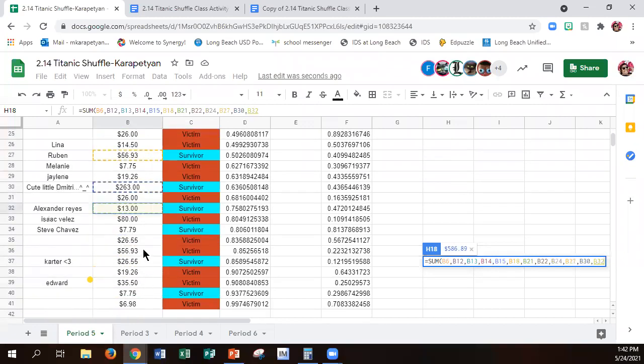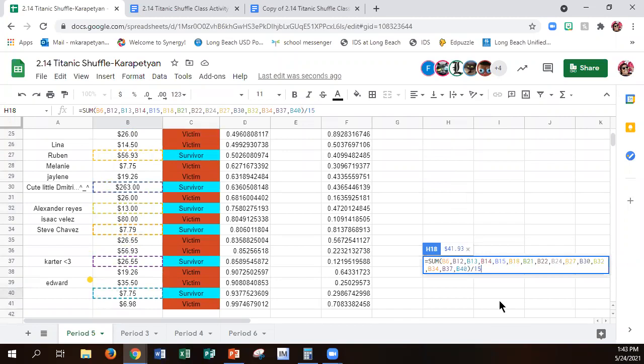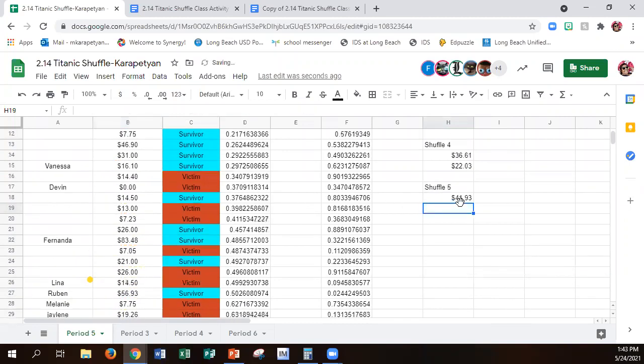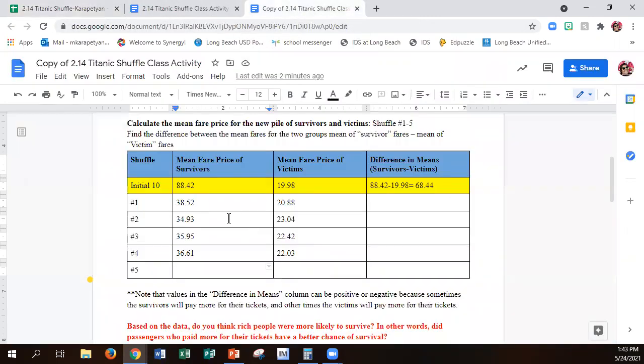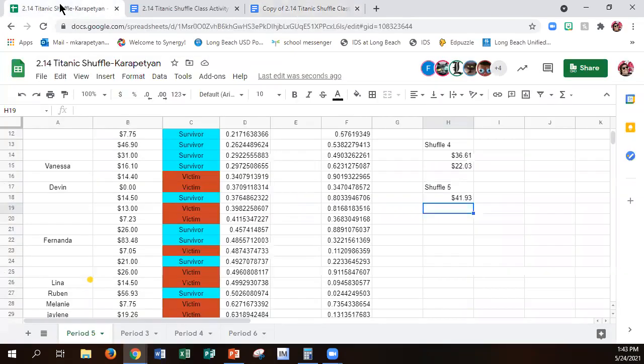Okay, so Dimitri's surviving has definitely made it so that all of our difference in means are going to be positive. You're welcome, everybody. Deal with absolute value crap like that. So mean fair price for our survivors is going to be 41.93. 4193. Yikes.